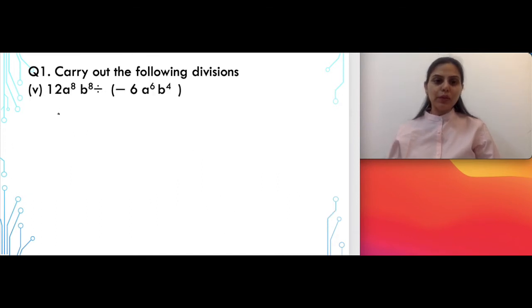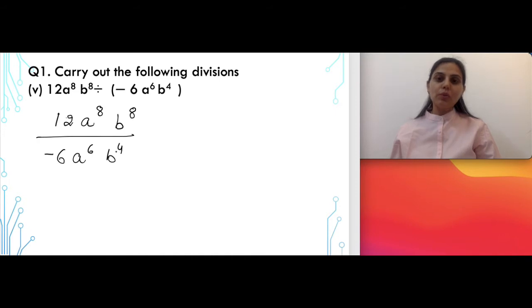In this question, we can write the term as 12 a raised to power 8 b raised to the power 8 divided by minus 6 a raised to power 6 b raised to power 4. Now most of the times we have seen that students forget to write the sign of minus when they are solving the questions. Please don't do that. Whatever sign is given with the term, you are supposed to write it along with solving the question. So here clearly 6 and 12 can be cancelled.